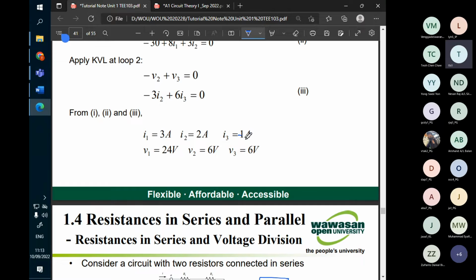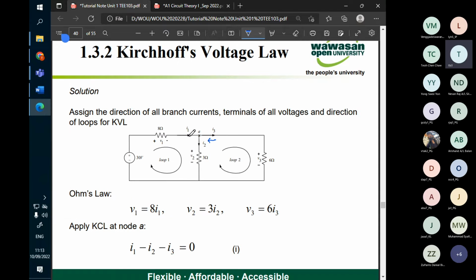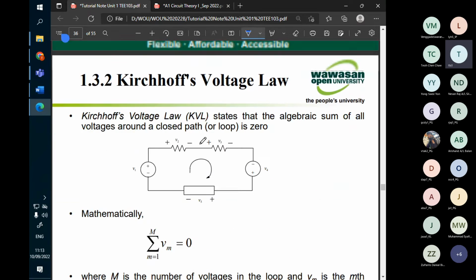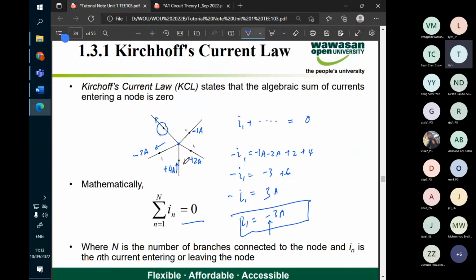If the answer is negative, that means the current you initially assumed to be positive should be going the other direction. This is what happened when I put in an arbitrary value here, trying to demonstrate to you how to apply this law. I came up with a negative, so it simply means the current should be going that direction.